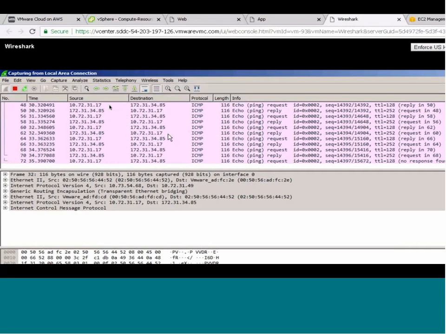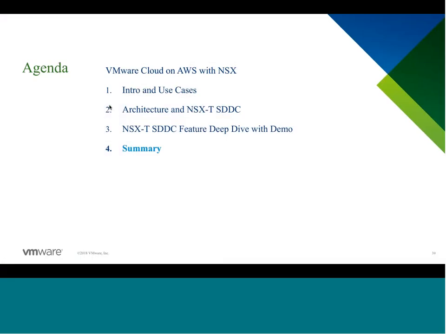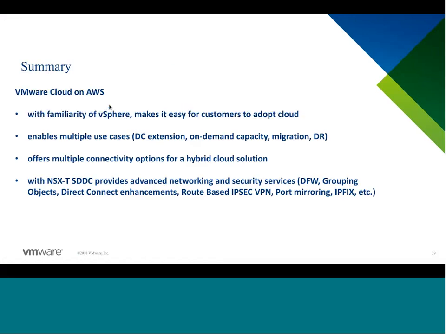Okay, so pretty cool stuff, and you can see there's a lot of functionality in what I just showed in that demo. So it looks like we're a little bit over on time, but just to wrap up here, in summary, with the similarity of vSphere, we make it very easy for customers to adopt cloud. Again, you're getting vSphere on both ends. We enable multiple use cases, data center extension, on-demand capacity, migration, DR, everything we talked about, and offer multiple connectivity options for a hybrid cloud solution.